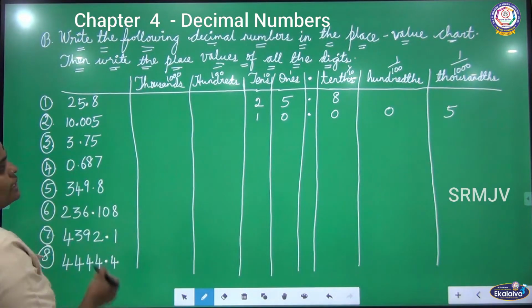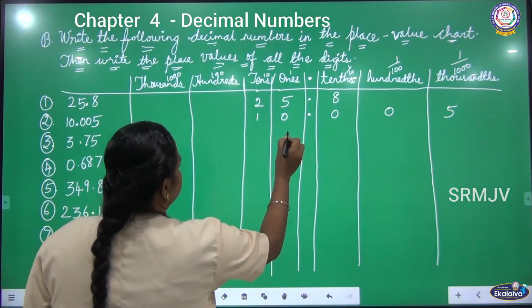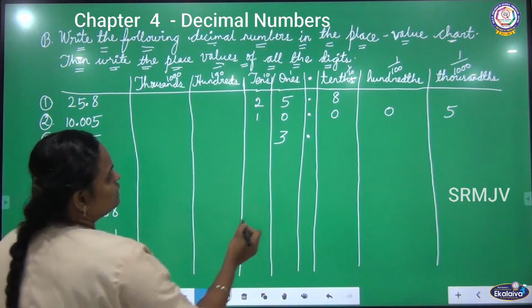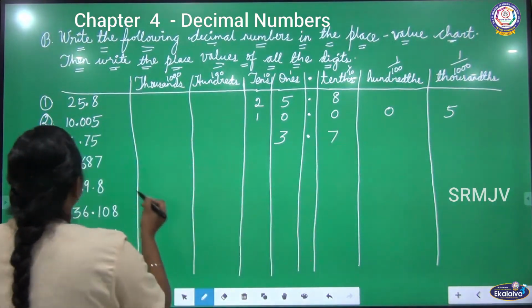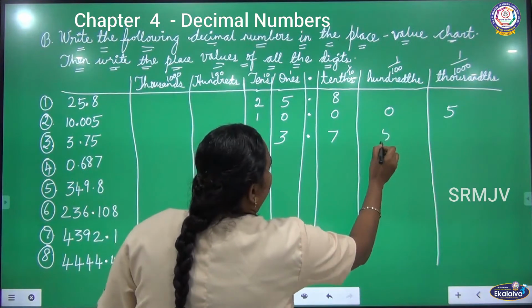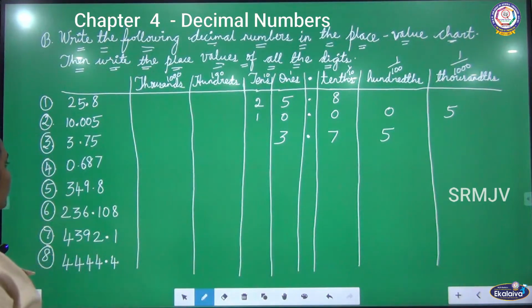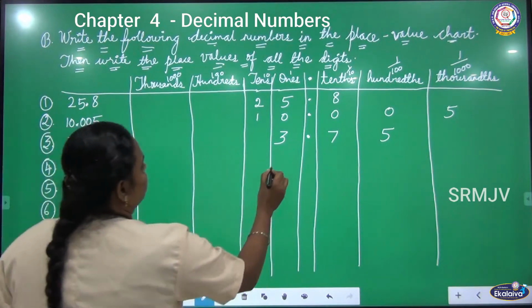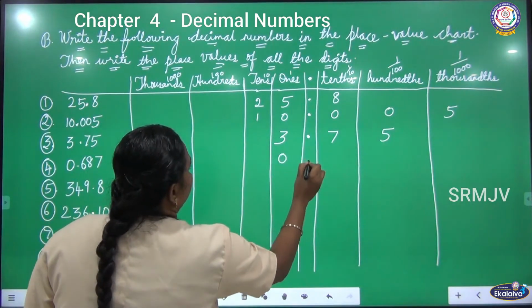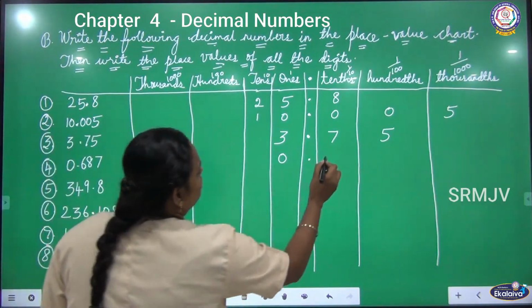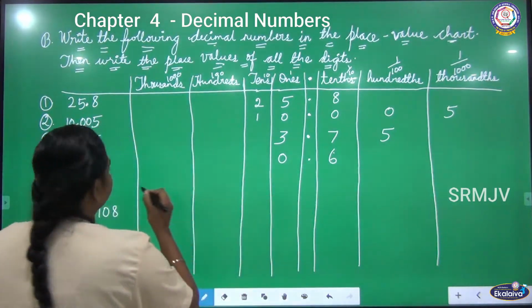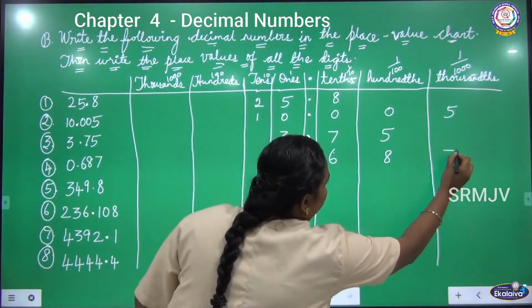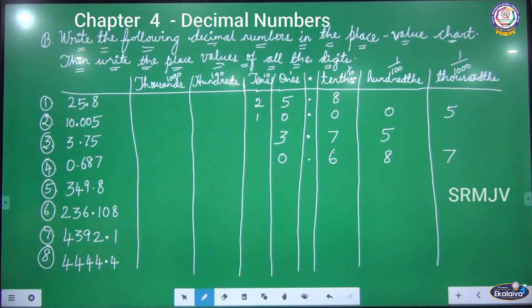Next one, 3.75. So 3 is in ones place. Next decimal, and then 7 is in tenth place. Then 5 is in hundredth place. Next one, 0.687. So 0 is in ones place. Next 6 is in tenth place. Next 8, hundredth place. 7 is in thousandth place.